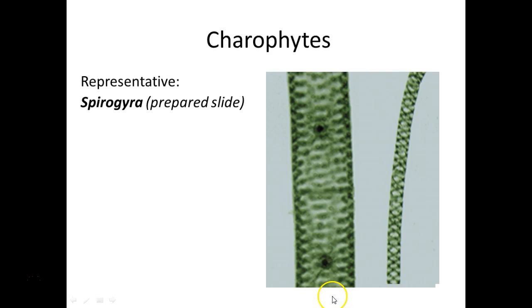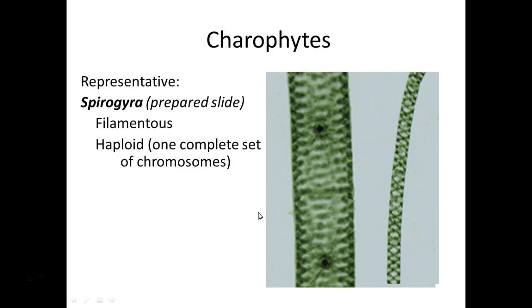Spirogyra, we've got two slides of this one, two prepared slides. One of them you can see the nucleus clearly. You can see the spiral chloroplasts. These guys are filamentous, right? So they form long filaments, but they're made up of individual cells. You can see the cell wall between the two cells there. They also are haploid, but they can conjugate. They can join up with each other, right, and become diploid.